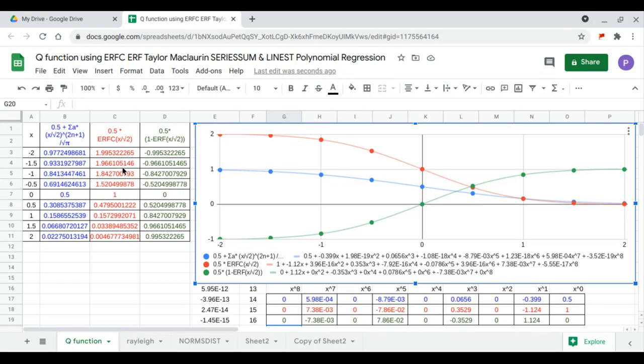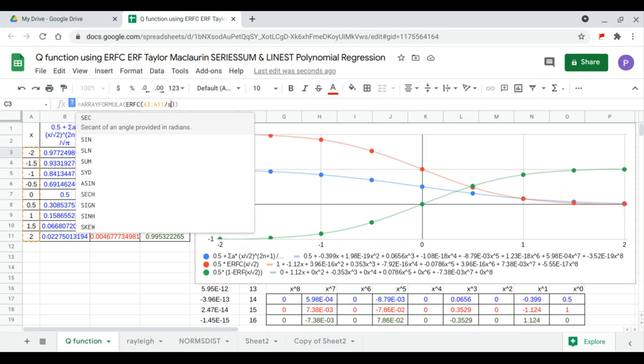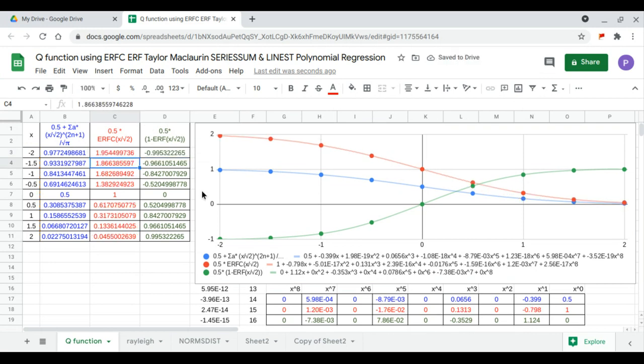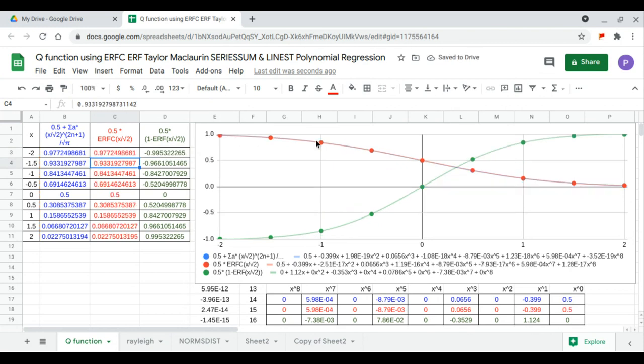Now we modify the complementary error function, where there's a square root of 2 in the x. So x divided by square root of 2. So the red now is closer to the blue. Then multiply by 0.5. So 0.5 times ERFC, the complementary error function. Now they're all in the same trend line. Their data sets are the same. Their polynomial regression coefficients are the same.